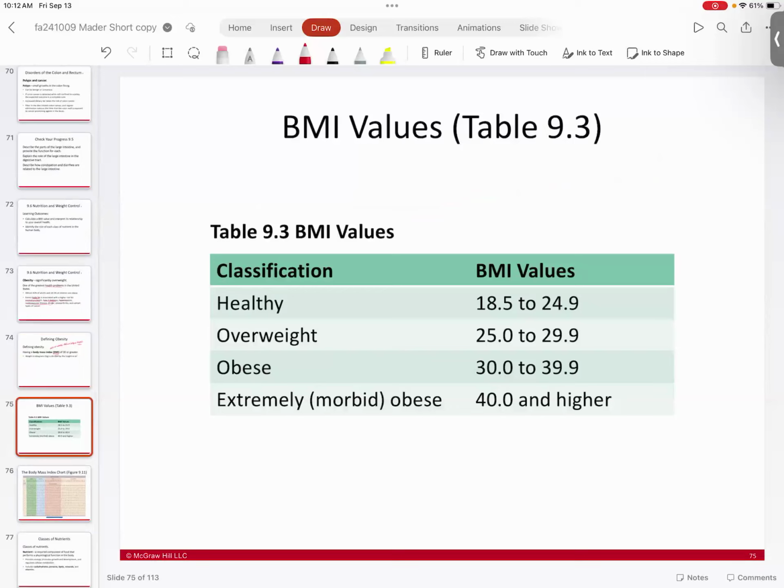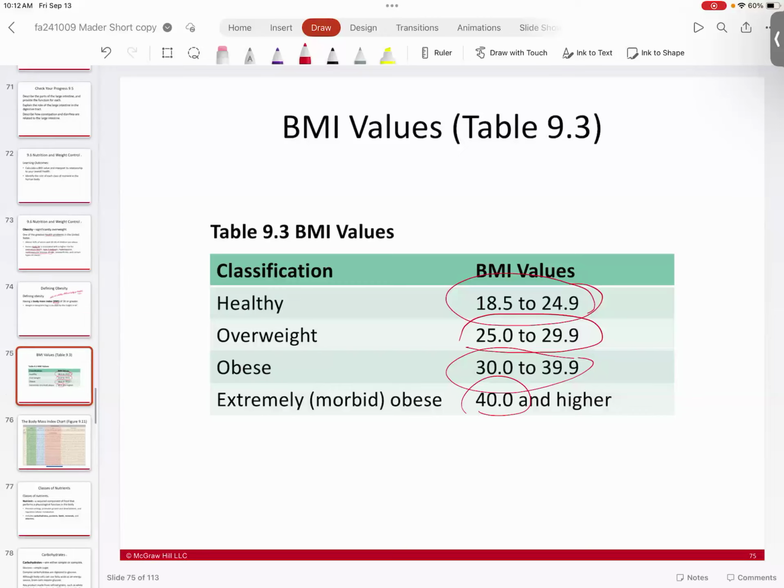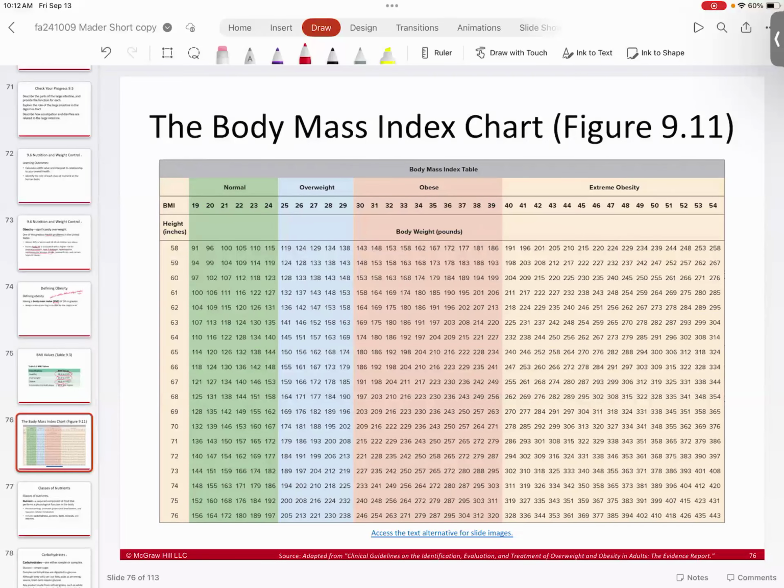Typically, we like to see BMI values that are below 25 or so, between 18 and 25. If you're from 25 to 29, you're considered overweight. If it's over 30, it's obese. If it's over 40, it's morbid obesity, which means gross obesity. And so this is what it looks like. This is a body mass index chart, right? So here's your BMI going in this direction. This is your height in inches.